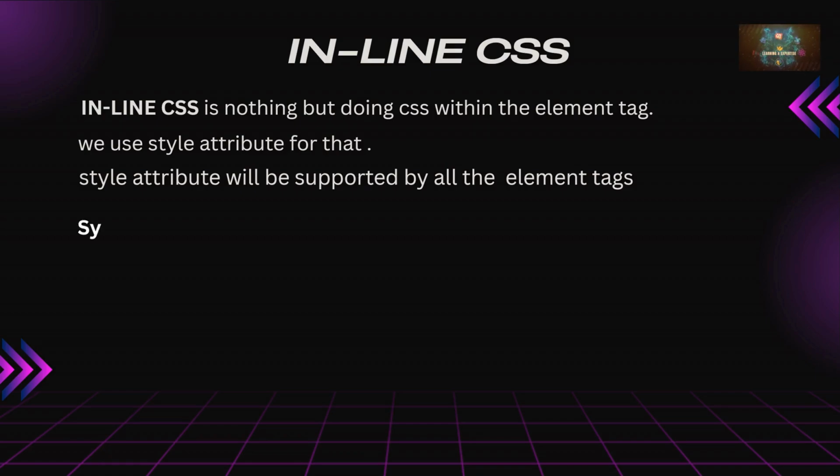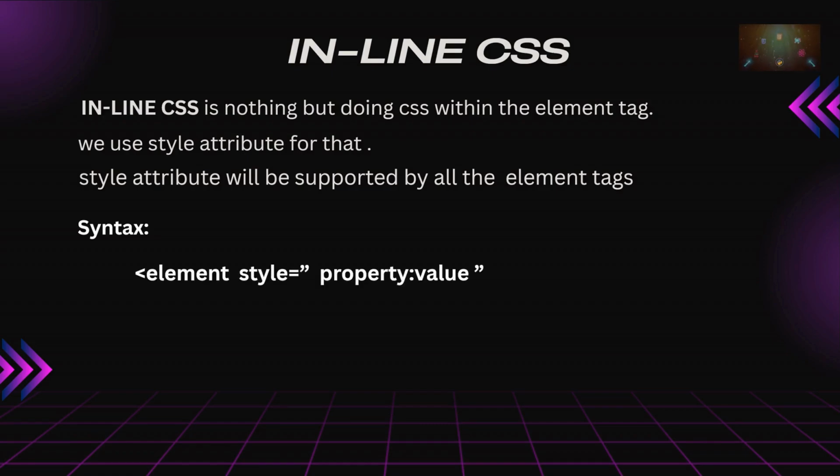The syntax is as follows. Element tag contains a style attribute, and inside style attribute within double quotes will give a property and value separated by a colon. If we want to give two or more properties and their values, we'll give it using a semicolon. So let us see how this inline CSS is done in a practical session.